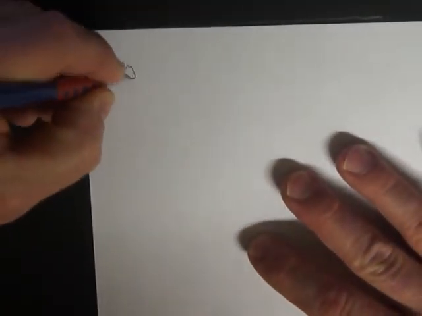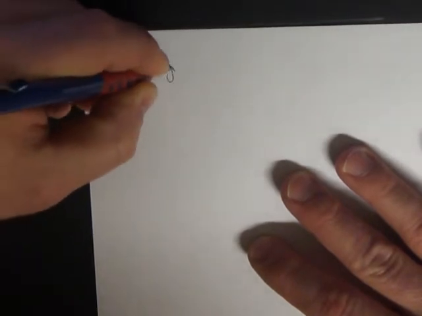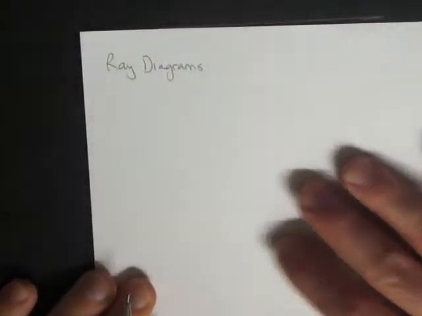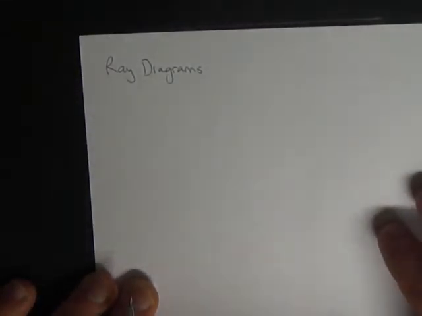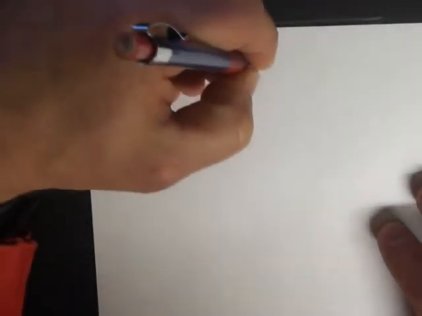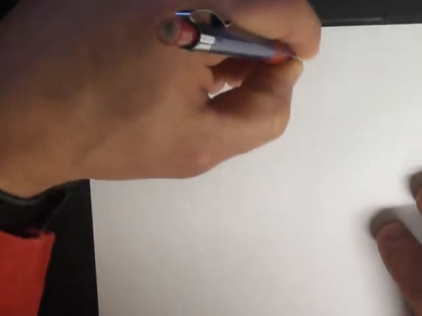So, at this point, the note is now going to be called, and I'm just looking at the corner, ray diagrams. So we're going to do something called ray diagrams for plane mirrors. All right?